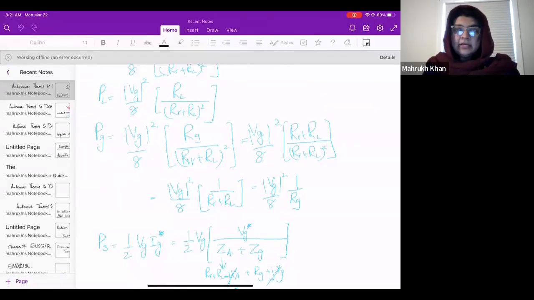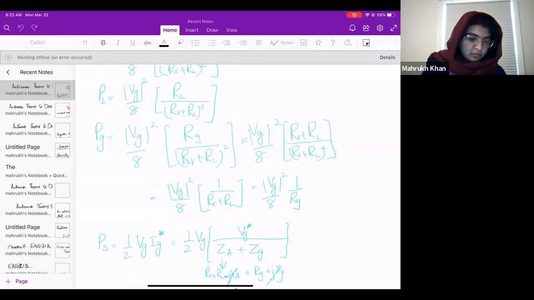Other than that, yes, regarding the formula sheet, I will provide the formula sheet, and I'll share that in the next lecture as well. Okay, sounds good?